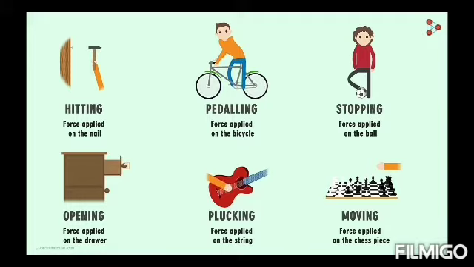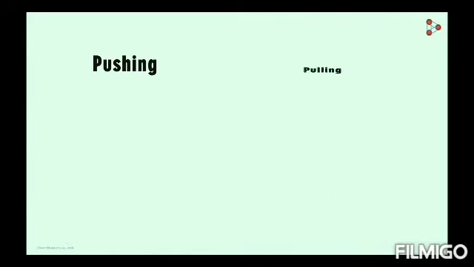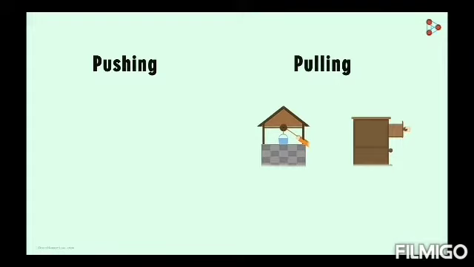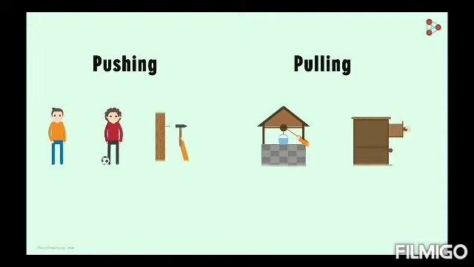There are so many actions that we can perform on an object. It is not possible to write each of them. We can categorize all these actions in terms of basic ones. That is, we can describe all these actions under two actions, namely pushing and pulling.